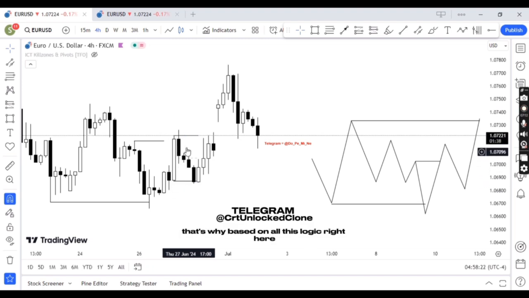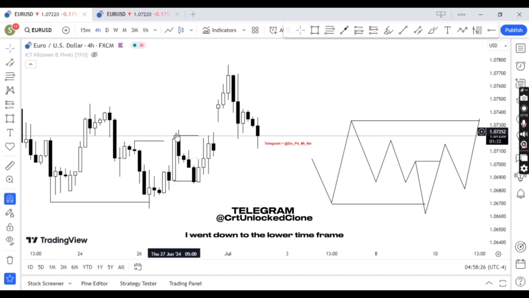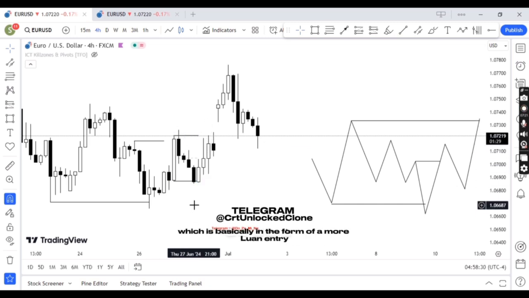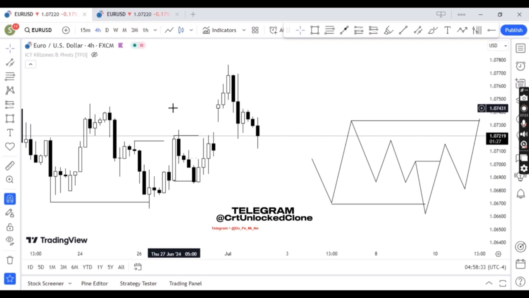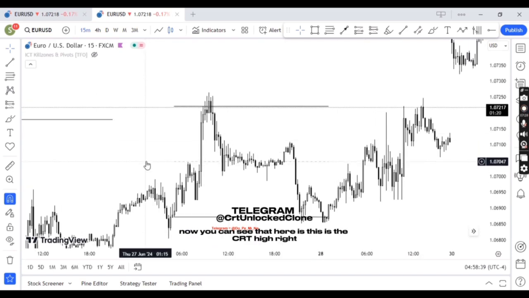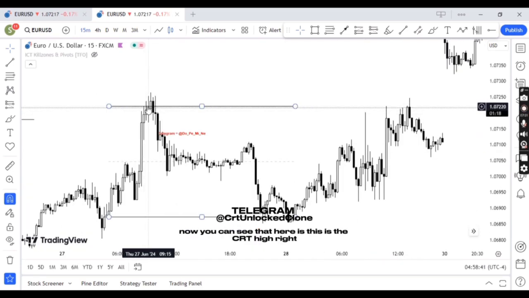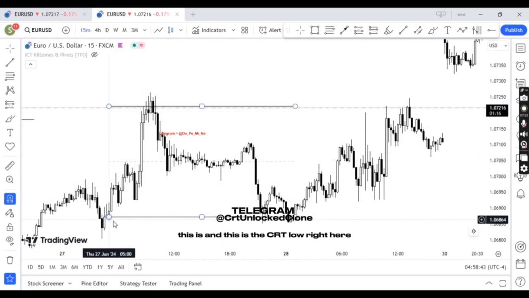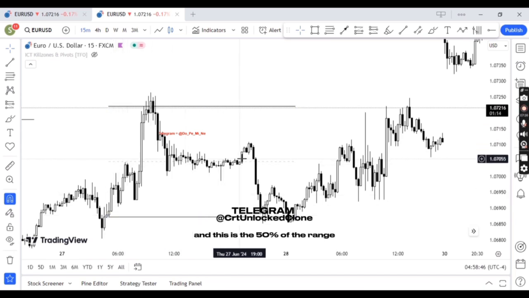That's why, based on all this logic, after price took out this CRT high at a key time, I went down to the lower time frame and started looking and waiting for my entry setup, which is basically in the form of a model 1 entry. Now let's go to the 15-minute time frame and see how I took my entry on the lower time frames. Now you can see right here this is the CRT high, right? This is the CRT low right here, and this is the 50% of the range.